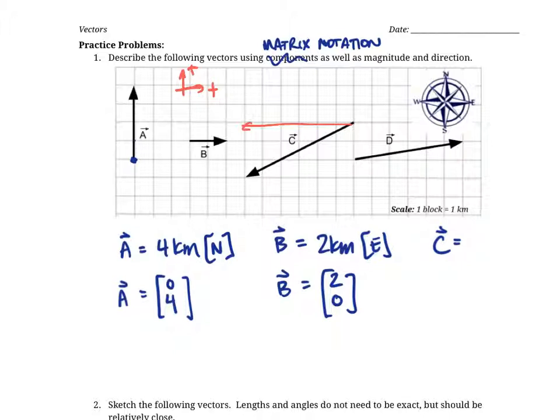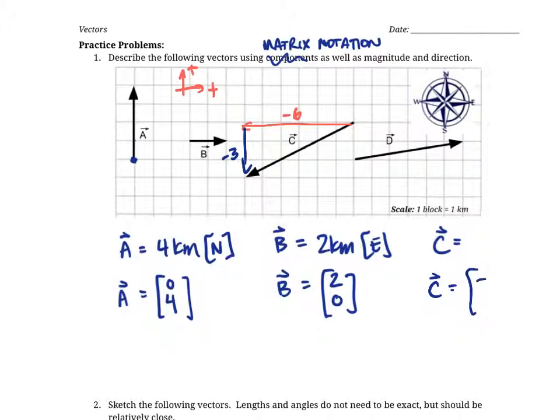So in this case, to get from the beginning to the end of C, we have to go to the left by 6. So that's going to have an x component of negative 6. And then we're going to go down by 3, so a y component of negative 3. So to express this one in matrix form, it's actually easier in matrix form, right?